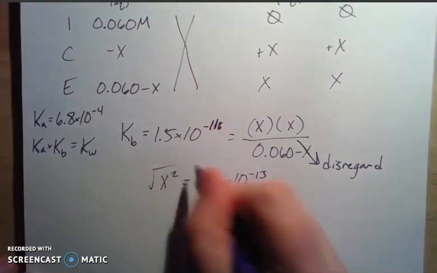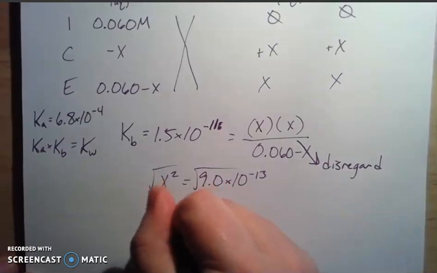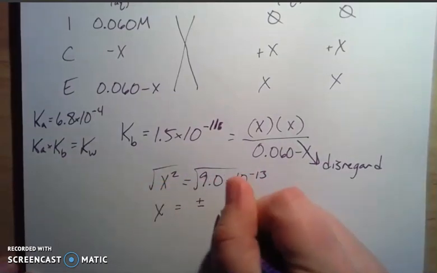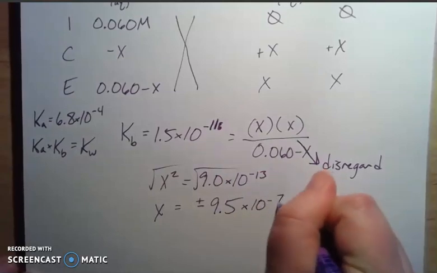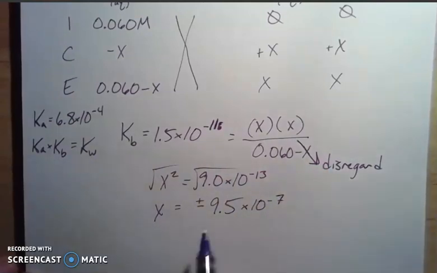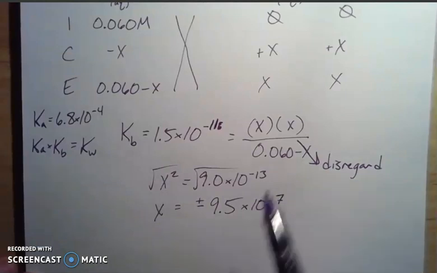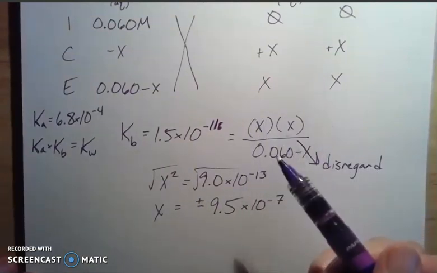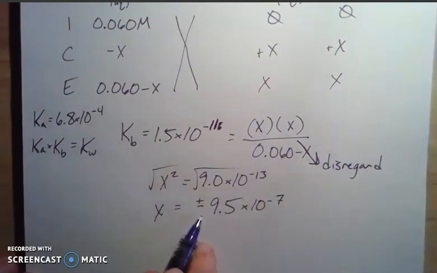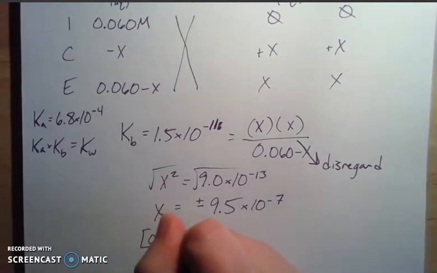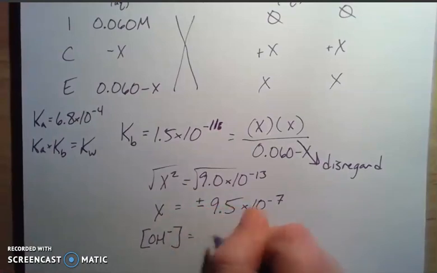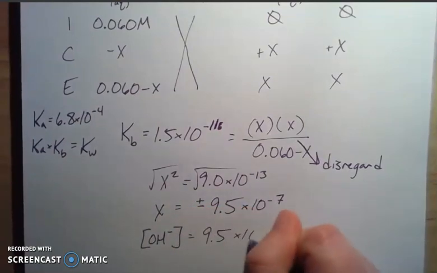Now if I take the square root of both sides, then I end up with x is equal to plus or minus, and that would be 9.5 times 10 to the negative 7th. We know we can't have a negative concentration and that these x values represent physical quantities, so we're going to disregard the negative here and call this the concentration of our hydroxide is equal to 9.5 times 10 to the negative 7th molar.